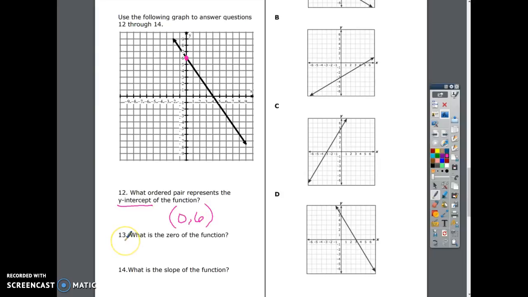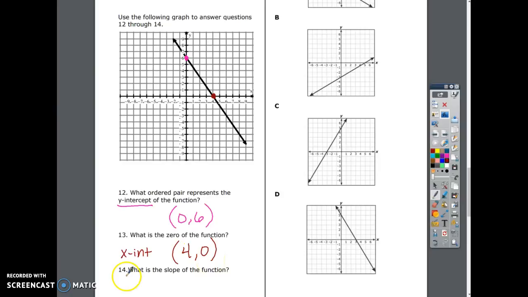Number 13, what is the 0 of the function? What is it asking for? The X-intercept. So what is the X-intercept on this graph? 4, and you write it as 4, 0, because the 4 is on the X. So it needs to be on the X in the ordered pair when you write it.